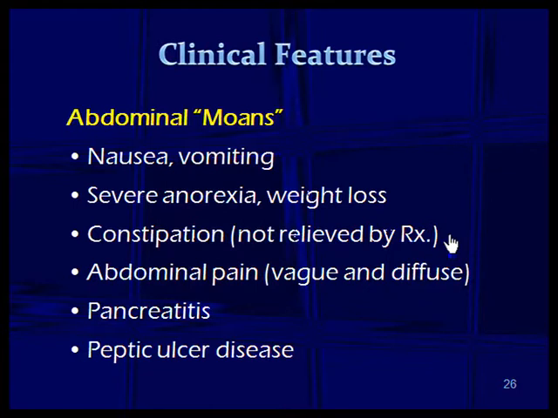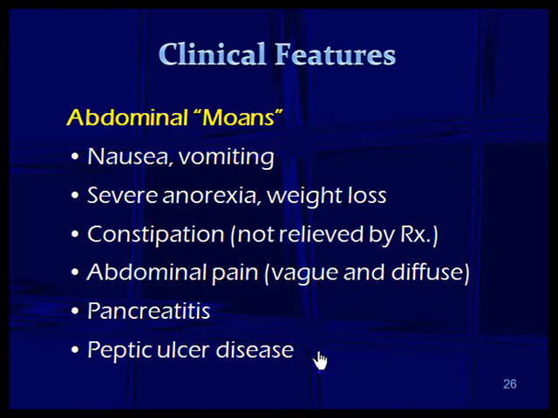One has to bear in mind hypercalcemia. Abdominal pains are not localized to any one particular region of the abdomen. Vague and diffuse dull pain all over the abdomen. Hypercalcemia can produce calcium deposits in the pancreas and can produce calcific pancreatitis with secondary diabetes. Of course, peptic ulcer disease is also very common in hypercalcemia.